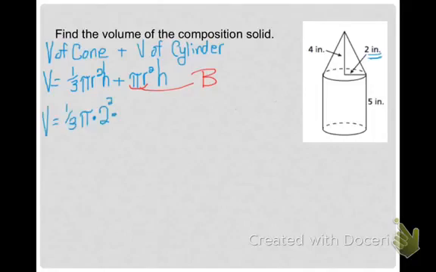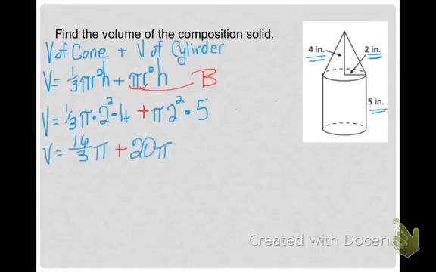So I've got 1/3 pi times 2 squared times the height of my cone, plus pi times 2 squared times the height of my cylinder, which is 5. And again, I can answer in terms of pi by taking all of my numbers and multiplying them together. So I get 16/3 pi plus 20 pi, and if I added those two together, combining like terms, I'd get 25 and 1/3 pi if I wanted to answer in terms of pi.